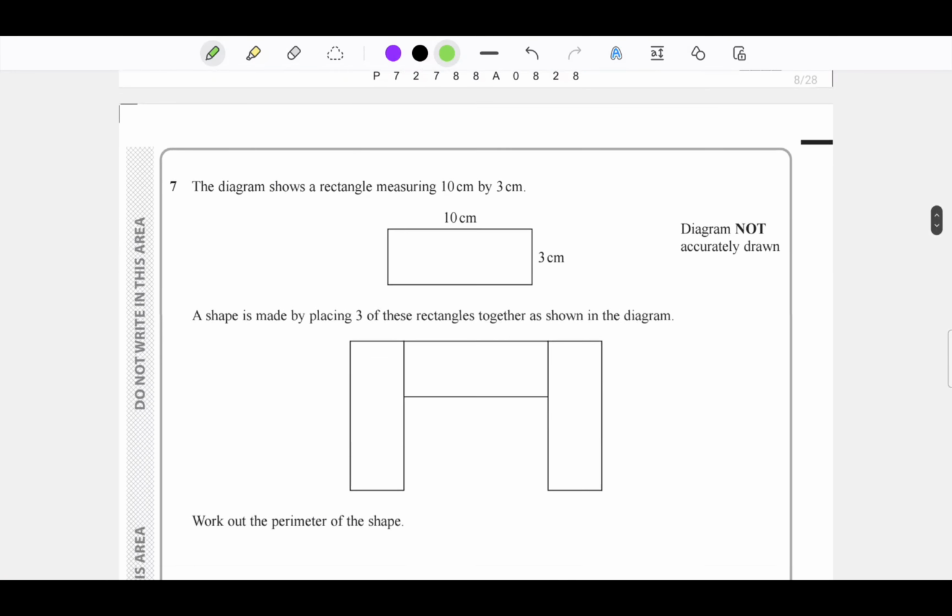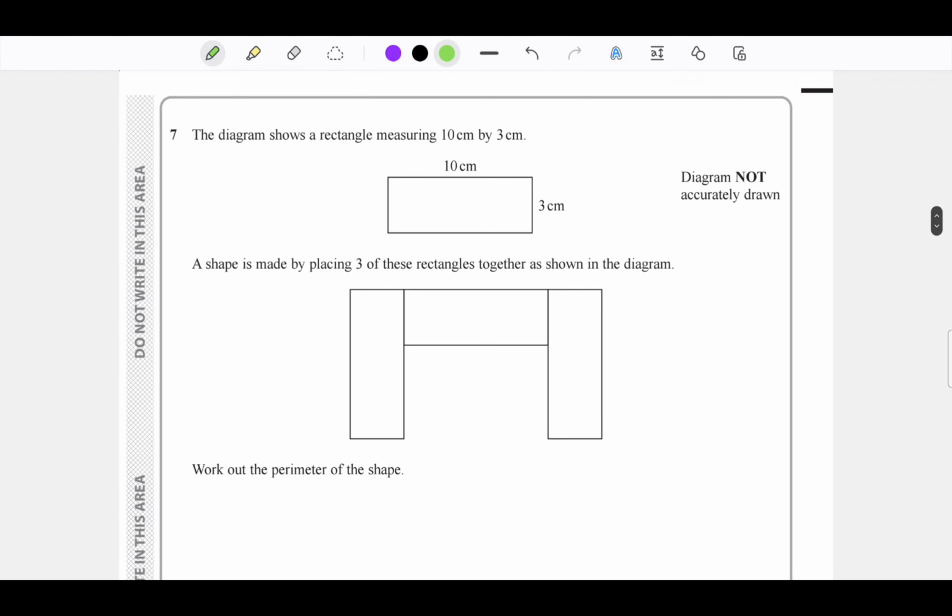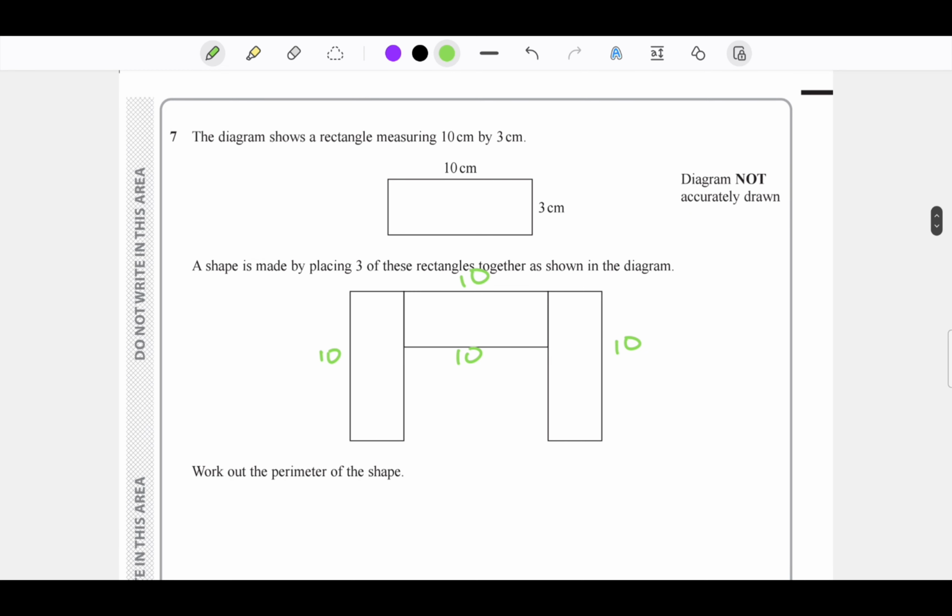Let's go on to question 7. The diagram shows a rectangle measuring 10 centimeters by 3 centimeters. A shape is made by placing 3 of these rectangles together as shown in the diagram. Work out the perimeter of this shape. What we know from this shape is that this is 10 centimeters, that's 10 centimeters, that's 10 centimeters, that's 10 centimeters. And then let's put in the 3s in a different color. 3, 3, 3, 3.